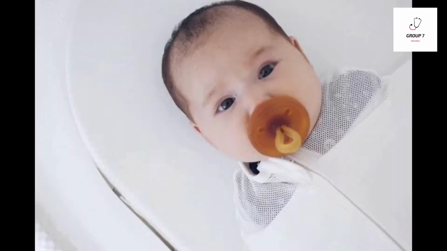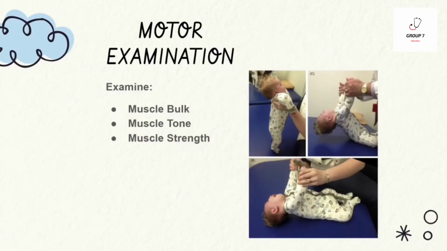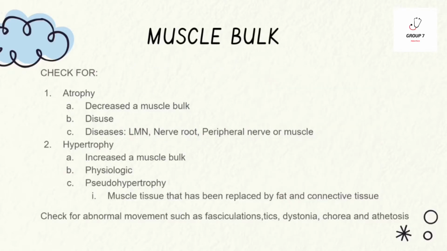Newborn motor exam. Motor exam examines muscle bulk, muscle tone, and muscle strength. For the muscle bulk, you must check for atrophy, which is decreased muscle bulk from disuse or diseases, and check for hypertrophy, which is increased muscle bulk physiologically, or pseudohypertrophy, which is muscle tissue that has been replaced by fat and connective tissue. Check for abnormal movement such as fasciculation, tics, dystonia, chorea, and athetosis.